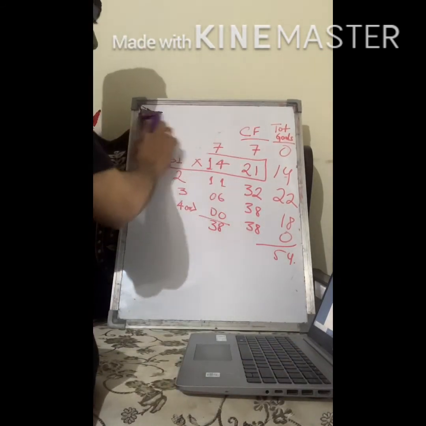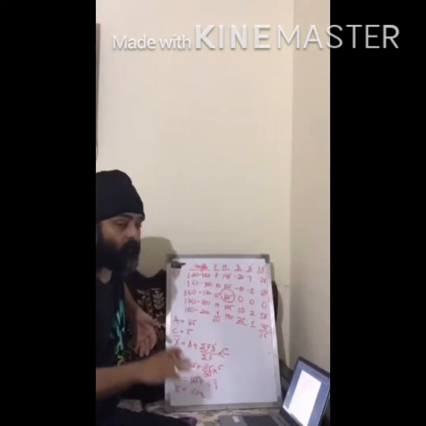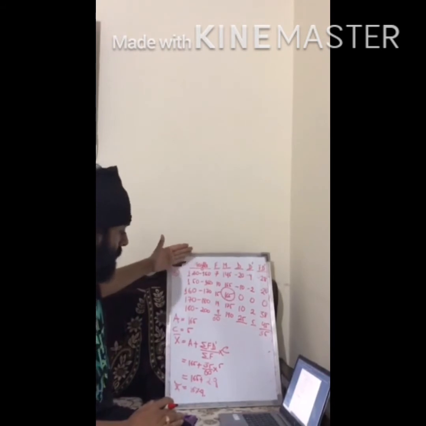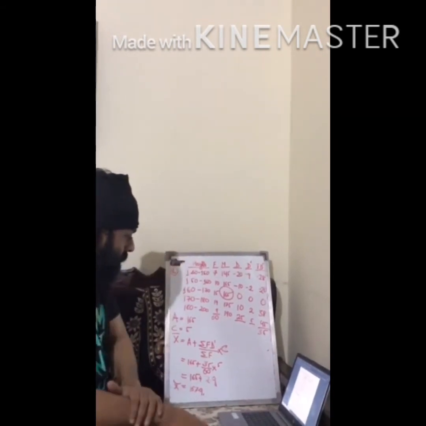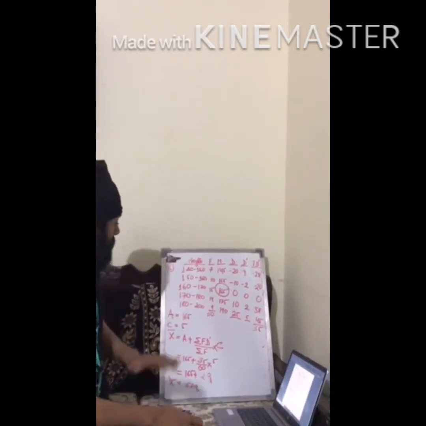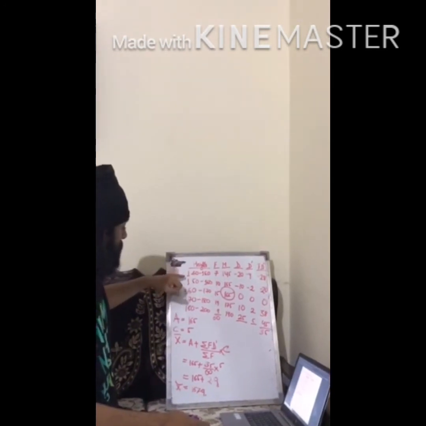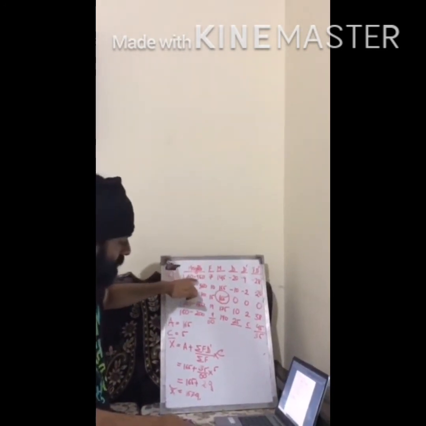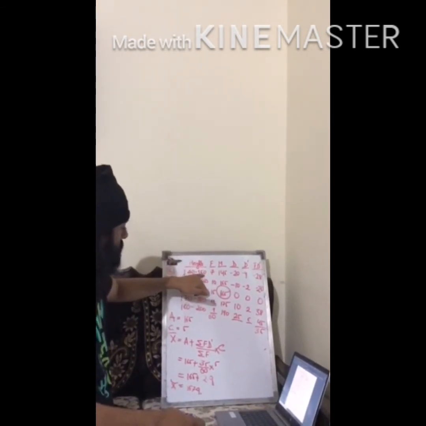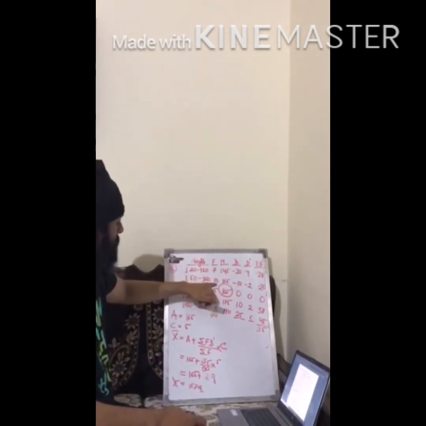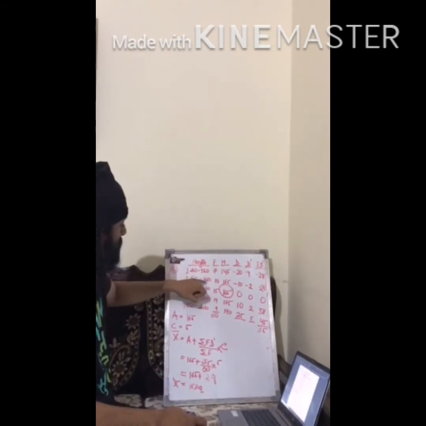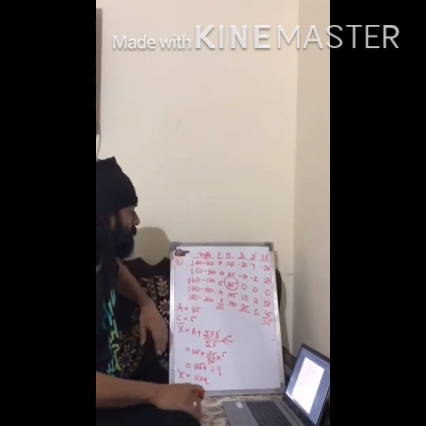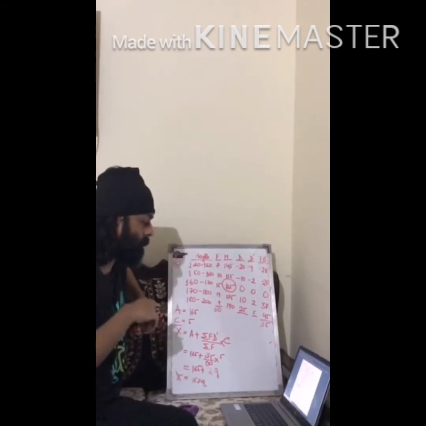Okay, let's go to question number 8. So welcome to question number 8. Question number 8 says that the heights of tomato plants are given. For example, 7 of the tomato plants have a height between 140 and 150 centimeters. 10 tomato plants have height between 150 and 160, and so on and so forth. Okay, and we are supposed to find out the mean.